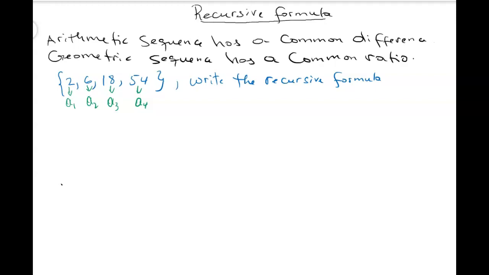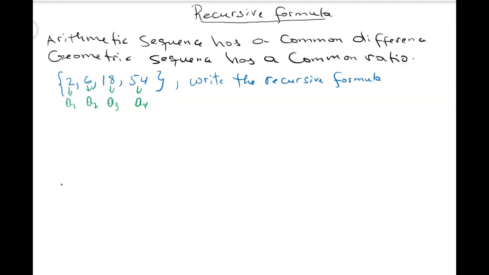So what kind of sequence am I dealing with? If I find the difference between the first 2 consecutive numbers, would it be the same throughout the sequence? Let's find out. 6 minus 2 is 4. 18 minus 6 is 12. So that's already failed. So it is not an arithmetic sequence.